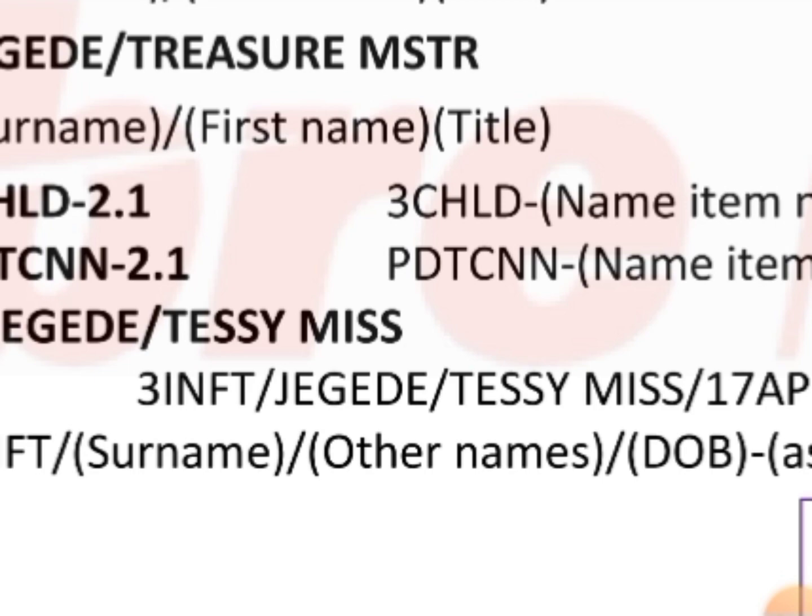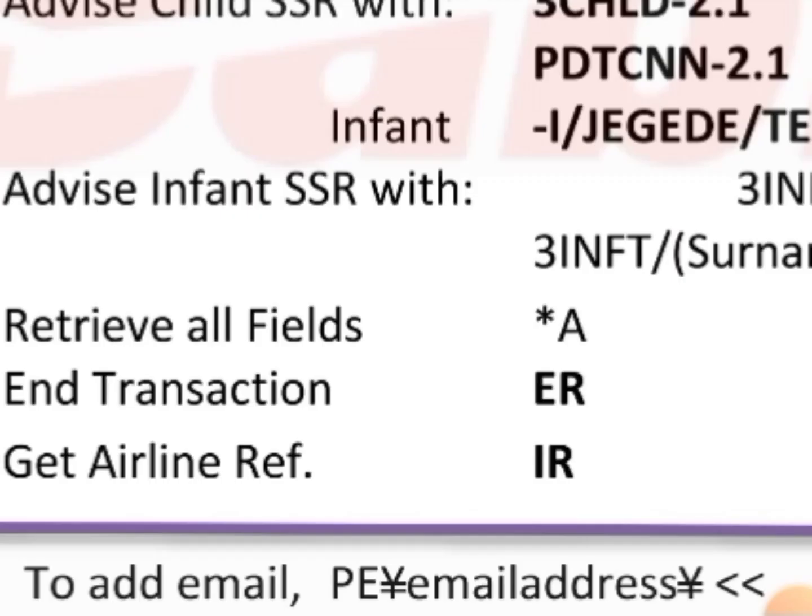Then associated adults 1. The next thing you're gonna do is retrieve from all fields. To retrieve from all fields, you do asterisk alpha. That's to retrieve from all fields. Then to end transaction, you do ER. That's Echo Romeo. Then to get the airline reference, you do IR. That's India Romeo. So this is how you're gonna get your 5 mandatory fields in Sabre. This is how you get it.